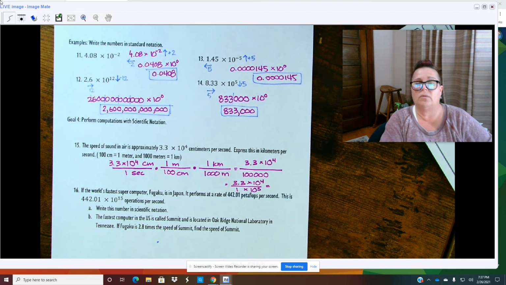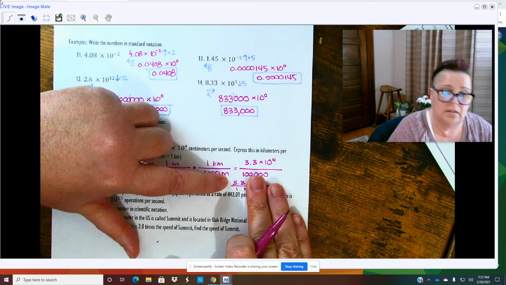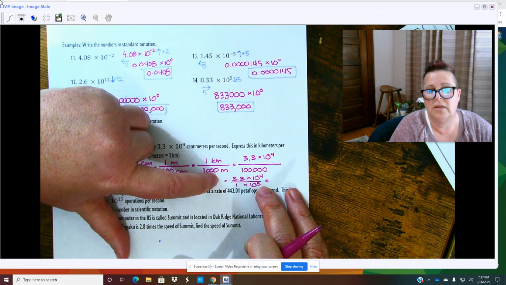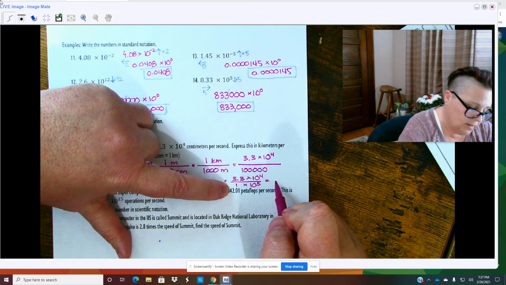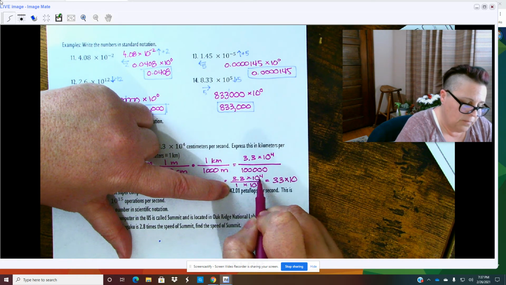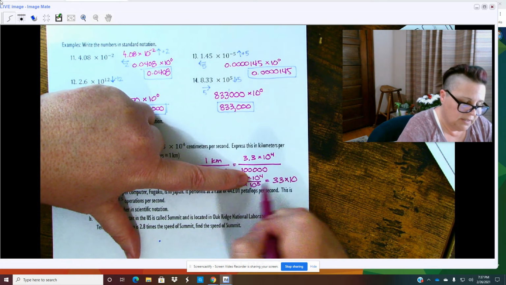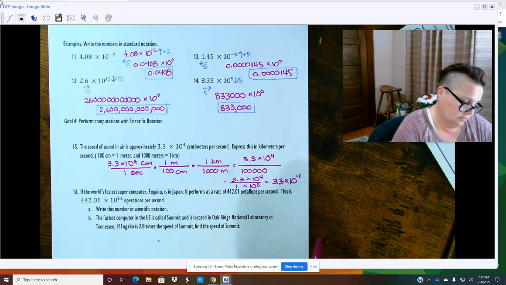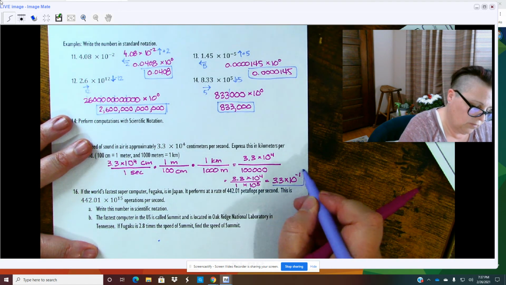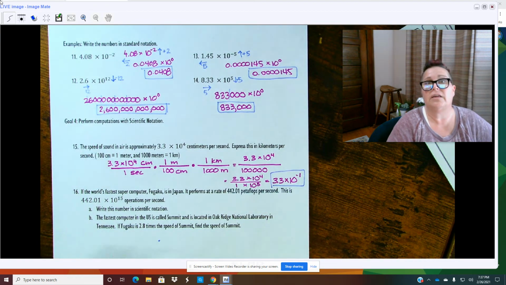Why would I do that? Well, now I can separate it like bases, right? I have 10 to the 4th over 10 to the 5th, and I have 3.3 over 1. So this would be 3.3 times 10. Bases are the same, so I can subtract: 10 to the negative 1. So this would be 3.3 times 10 to the negative 1, or basically a third of a kilometer, 0.33. Okay.